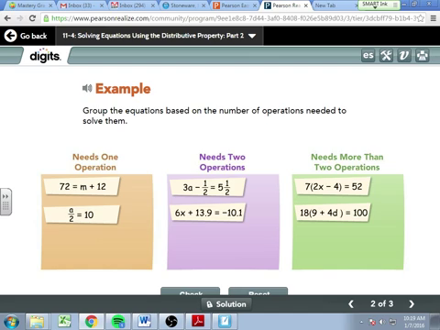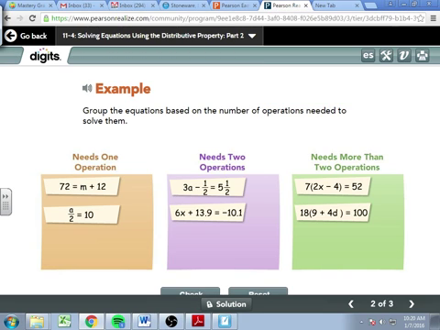But you could also just look at the other 2, because usually when it only has one number, you can look at how much is being done to the variable. Here there's only one thing done to it, addition. Here there's only one thing done to it, division. Here there's multiplication and subtraction, multiplication and addition. Here there's multiplication and subtraction and another multiplication. 3 things being done, it's going to take 3 steps.